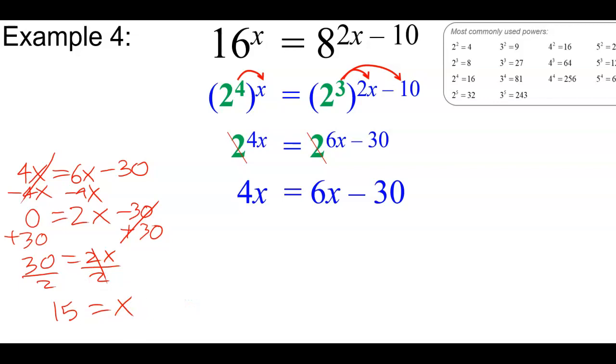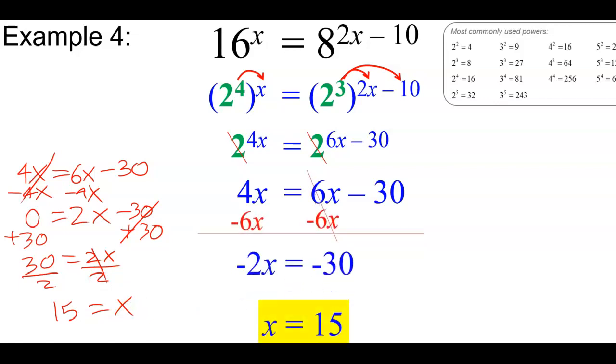But the way they do it on the notes is they get rid of the 6x and then have to divide by negative 2. But you get the same answer either way you do it, okay? So you can do it this way, or you can do it this way.